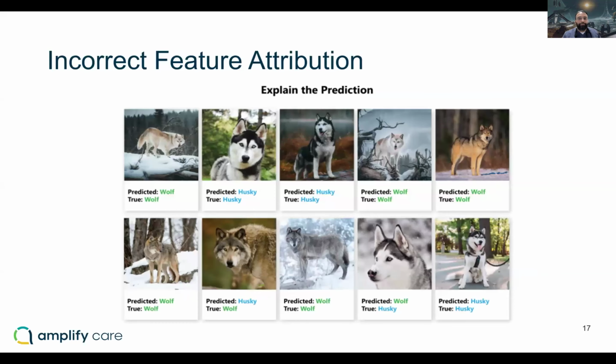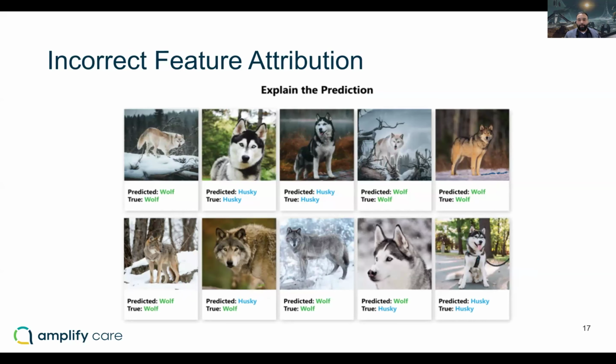All right, next slide. This one, feel free to jump into the chat. This one's actually a bit more interactive. This is called incorrect feature attribution. So this is an AI that was asked to delineate between, is it a wolf or is it a husky? And you can see across the first panel, it predicted wolf and it was a wolf. It predicted husky, it was a husky, et cetera, et cetera.